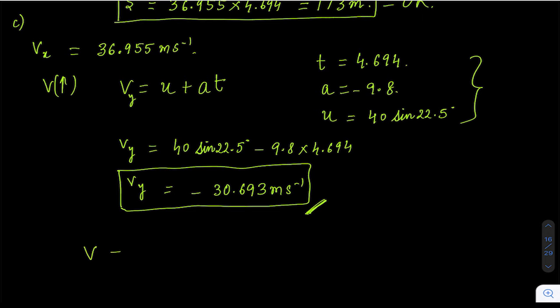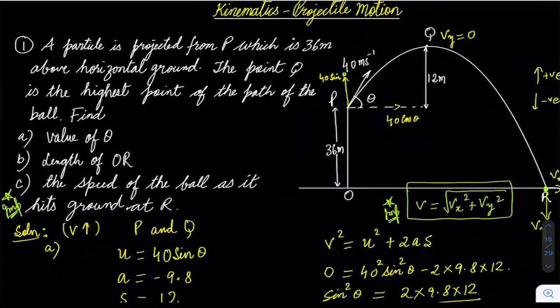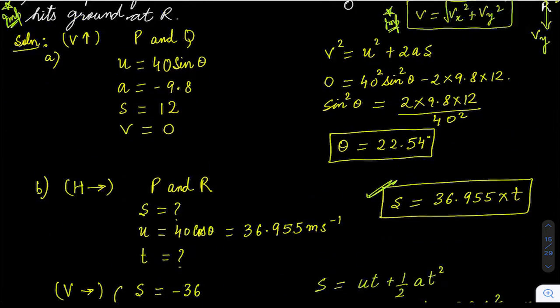So what is my final speed with which it hits the ground at R? It will be the square root of Vx square plus Vy square, which is coming out to be approximately 48 meter per second. So that is my answer. We have Vx, we have Vy. So I think everyone can find the final speed at which it hits the ground. Okay, so I think that covers most of the things when you are projecting a particle from a height.